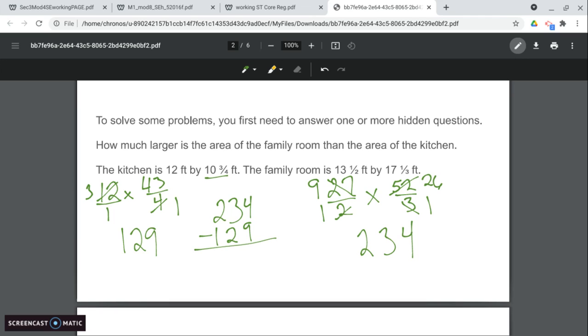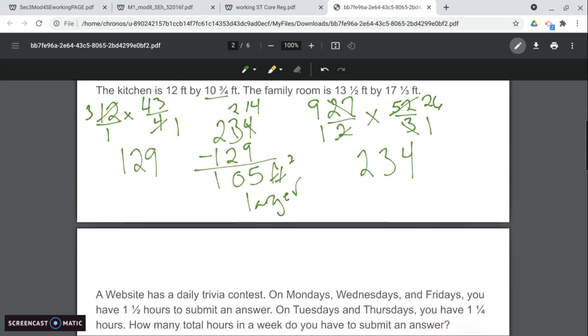And so when we subtract these, we end up with 105 square feet larger. So that's how much larger the family room is than the kitchen, 105 square feet.